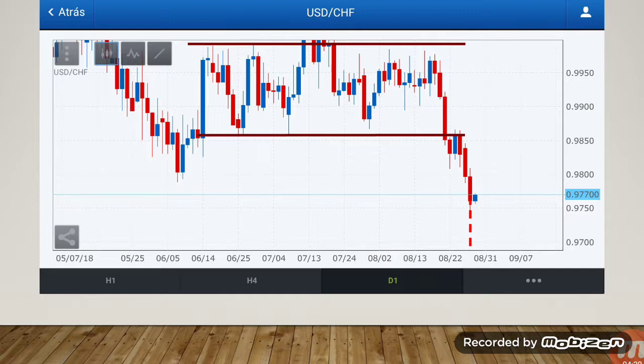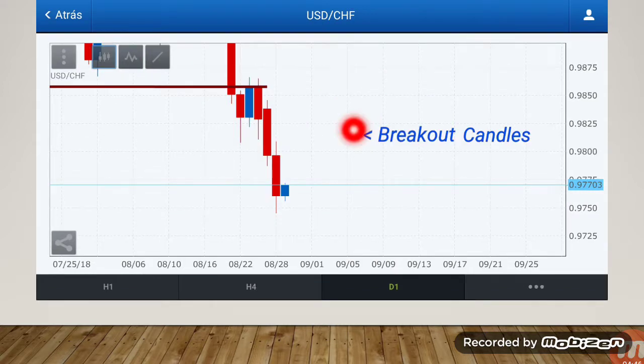But nevertheless, I'm going to be showing you how we would trade this if in fact this was something that I traded. Now, taking a closer look, you can see that the market has in fact provided us with two strong bearish candles as part of the breakout.